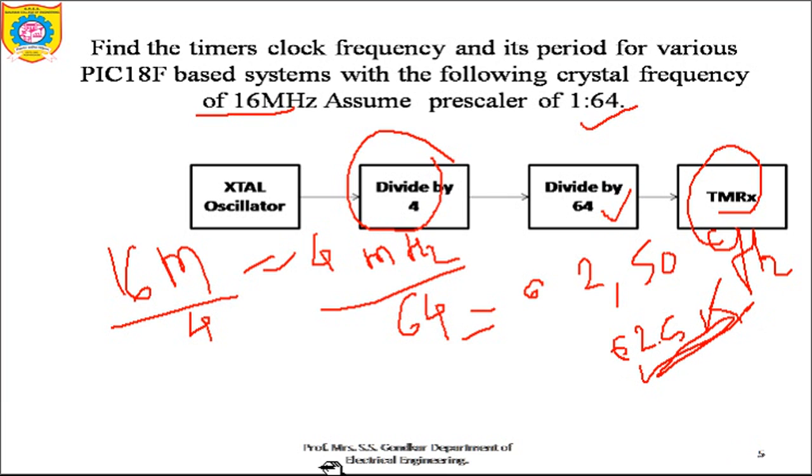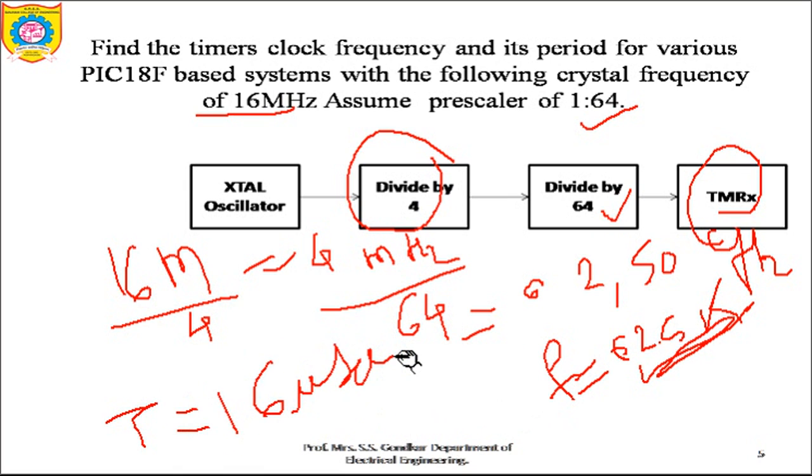And to find out the time, what to do? You got the frequency now, it is 62.5 kilohertz. Take its inverse, you will get the time as 16 microseconds.